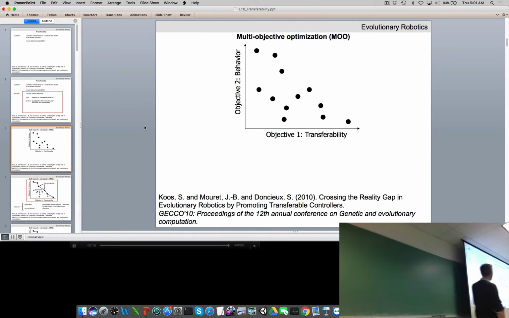Right? Y equals 0 means the robot doesn't move at all. And if you transfer that to the physical robot, it's going to transfer perfectly, right? Infinite transferability. The inert virtual robot is also going to translate into an inert physical robot. Right? You can see there's another point up here which has a large y value and a low x value. Why do you think that's the case? Why does high y, large y, tend to equate with low x?